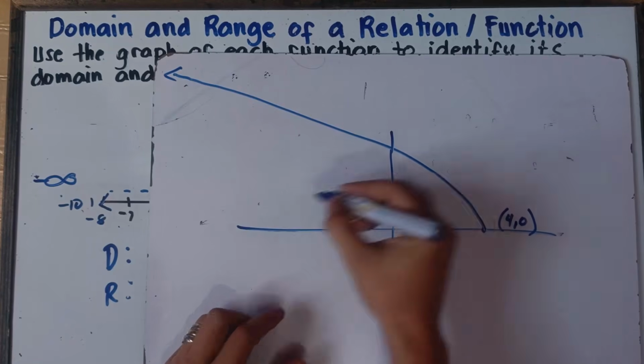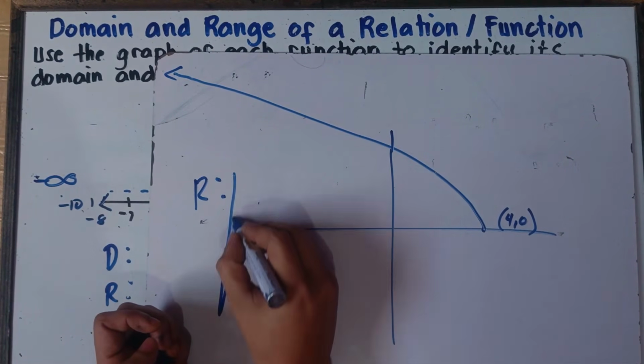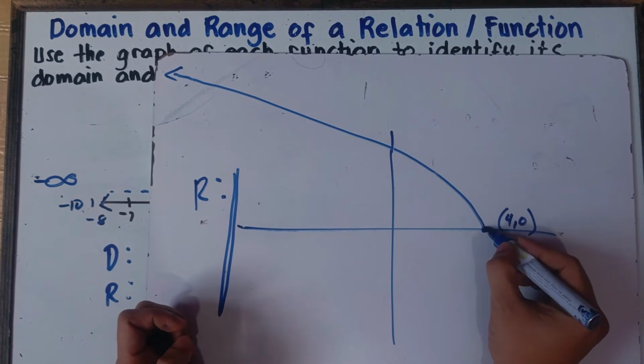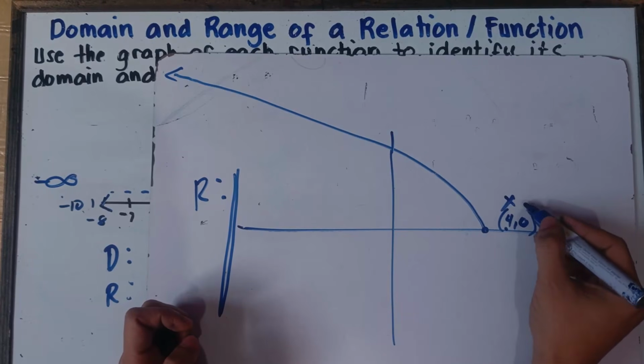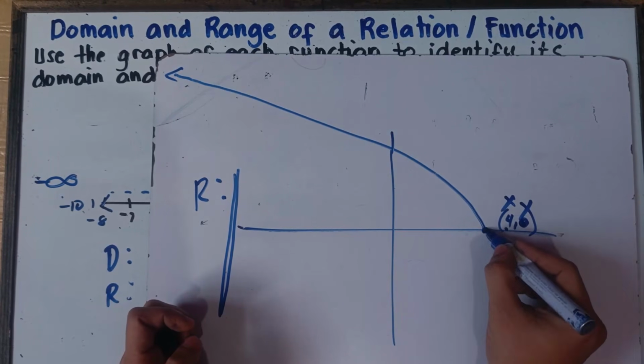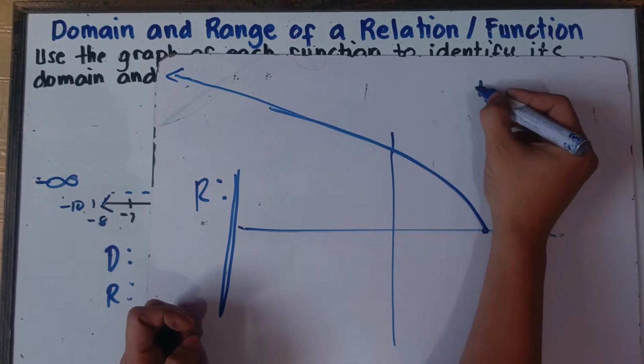Once again, class, we are looking for the range. Range, that will be the vertical distance. Therefore, starting from 0, because we have x is 4 and then y is 0. So therefore, starting from 0, this one right here, going upwards, up to positive infinity.